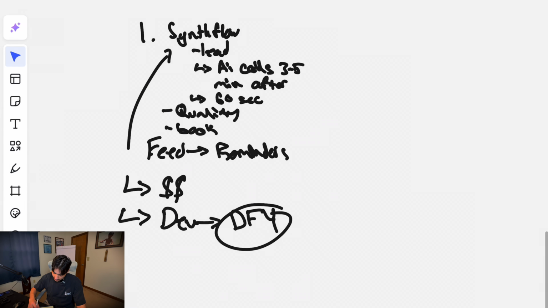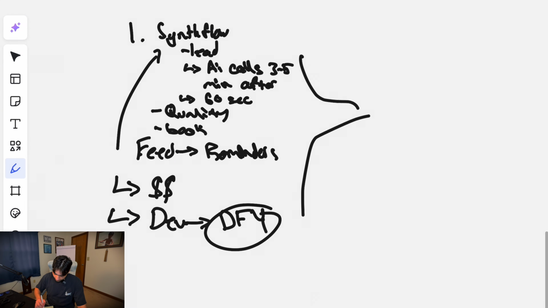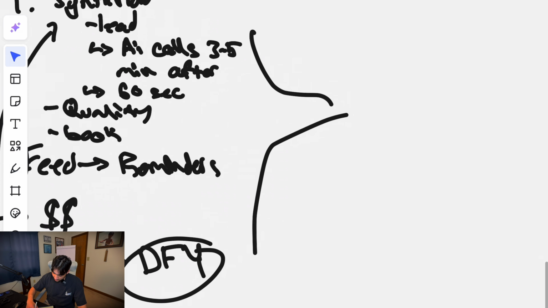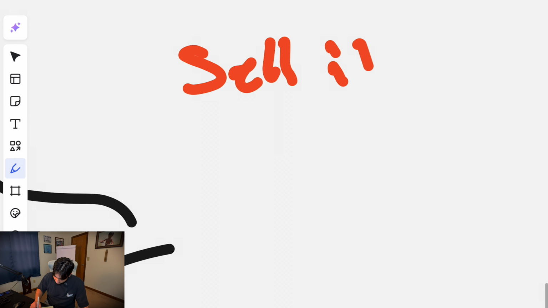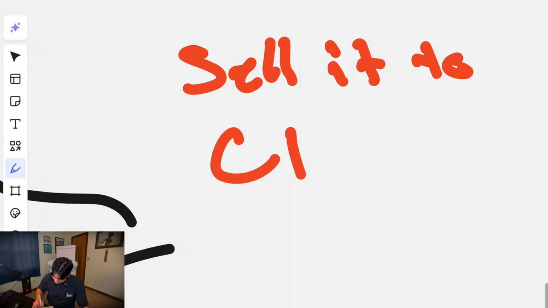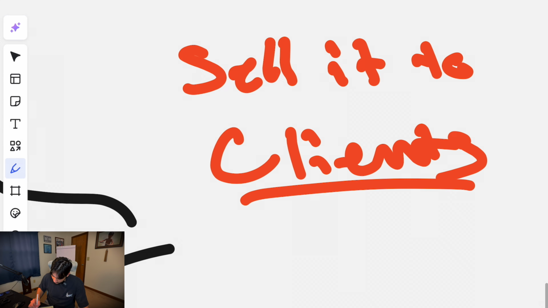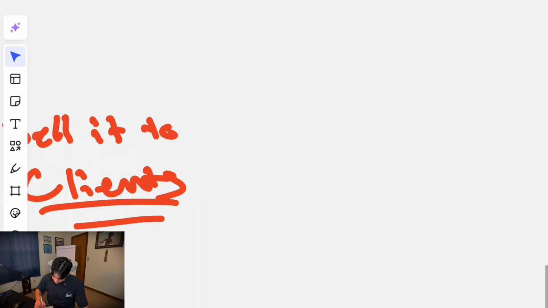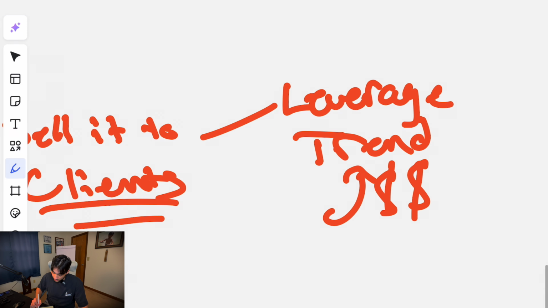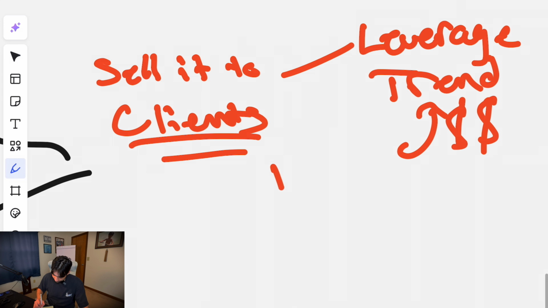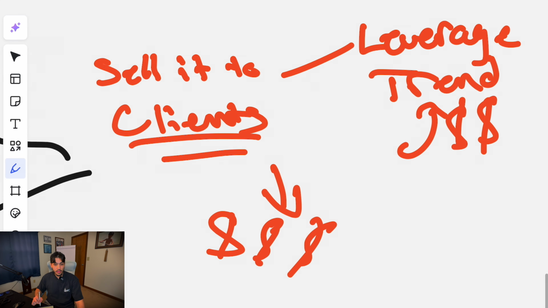The great thing about this is that after you've done it yourself, you can then use yourself as a case study and sell it to clients. Because what you're going to do is you're going to leverage AI. You're going to be leveraging a huge trend, right? You're going to be adding it to your infrastructure, which is going to allow you to charge a lot more money.